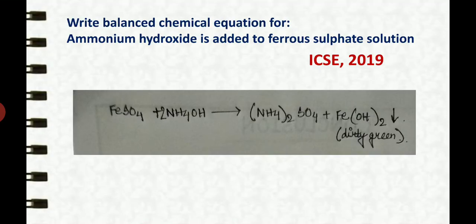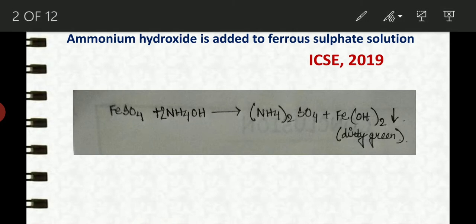The first question is from ICSE 2019. It has been asked to write a balanced chemical equation for ammonium hydroxide added to ferrous sulfate solution. So what will happen when ferrous sulfate solution FeSO4 is added to ammonium hydroxide, that is NH4OH, and you have to write a balanced equation. So here I have given a balanced equation.